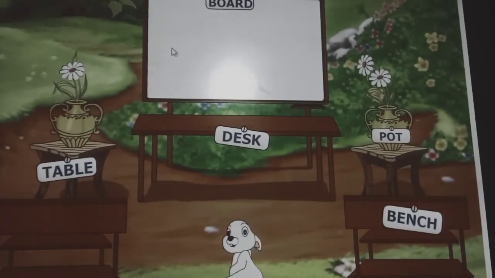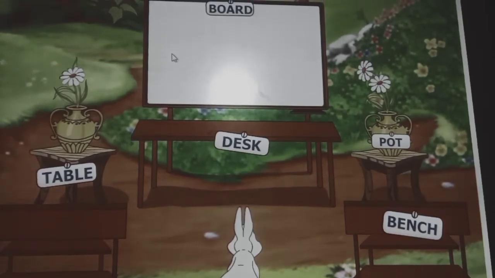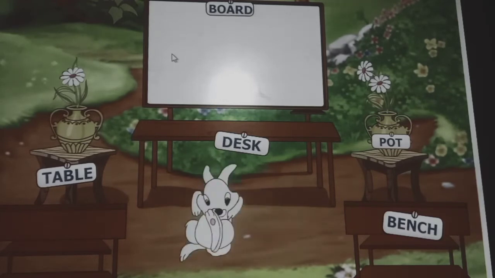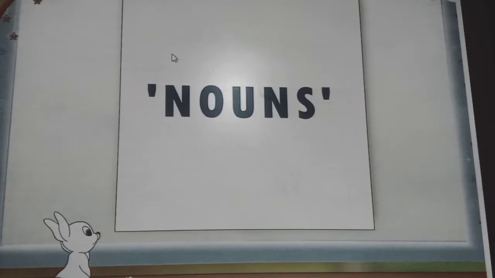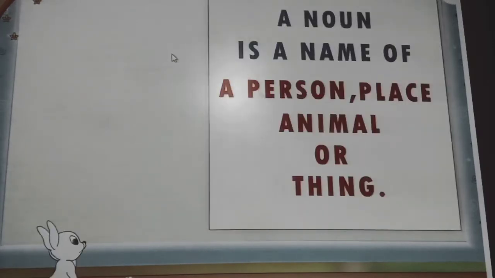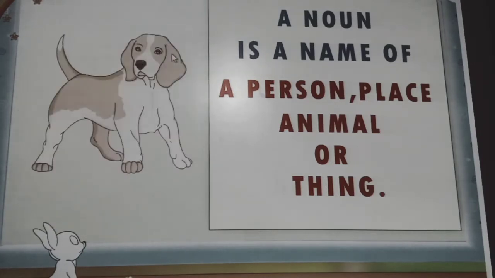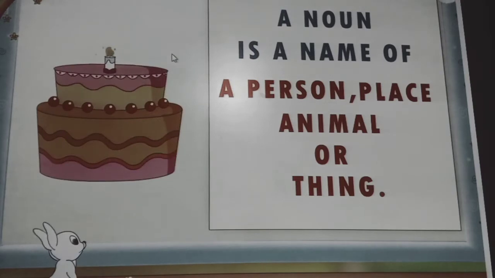I have put labels on all the things in the classroom. Do you want to know why? Come, let me tell you. All the things that you see in the room are called nouns. Are you puzzled? Let's make it easy. A noun is a name of a person, place, animal, or thing.